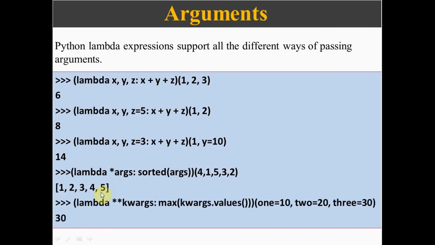There is another type of variable number of arguments called keyword arguments. In this case, the arguments are stored in the form of a dictionary, so key and value. Here we apply the max function to kwargs.values. The values are 10, 20 and 30. The maximum value among all of these is 30, so 30 will be the answer.